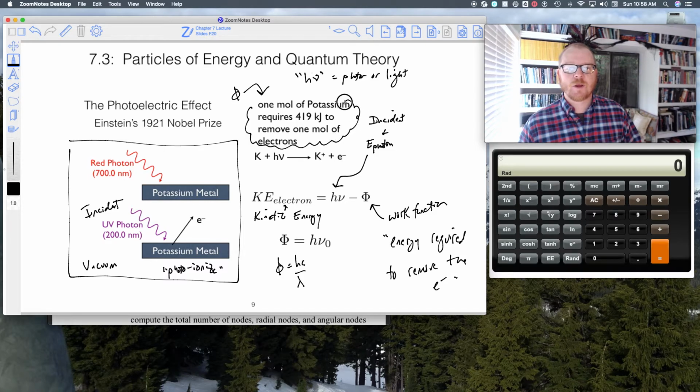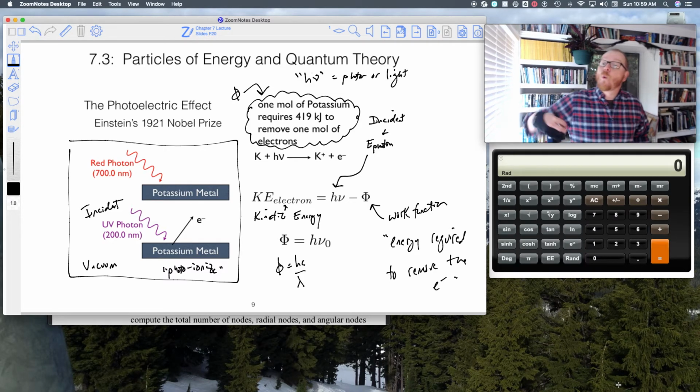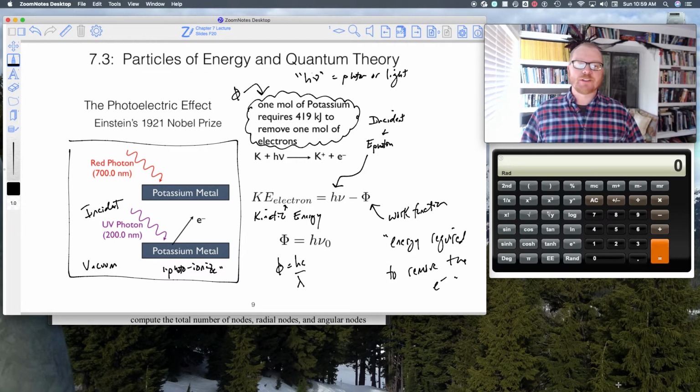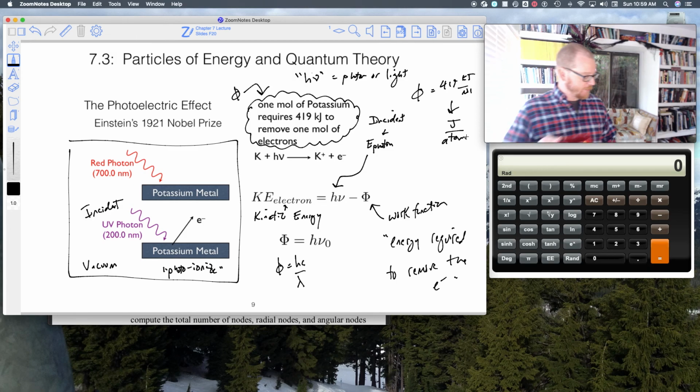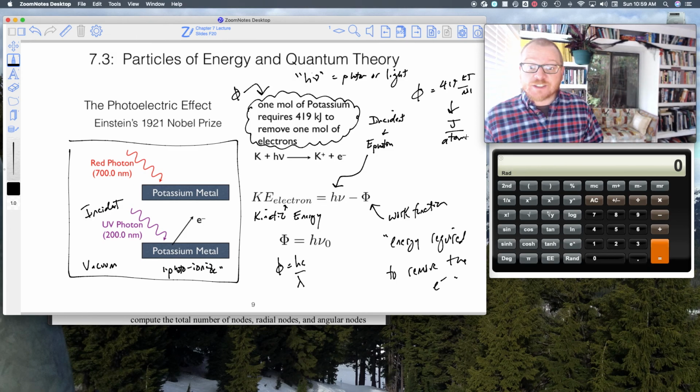So for potassium, 1 mole of potassium requires 419 kilojoules of energy to remove 1 mole of electrons. Here's what we have to remember, and this is where it's going to be the hardest for our calculations. All of these h nu or hc over lambda calculations are for one single electron, not for 1 mole of electrons. However, this work function energy, if it's given to us as 419 kilojoule per mole, we have to convert it into joule per single atom. So we have to do that conversion to make this calculation possible. So let's do this calculation.